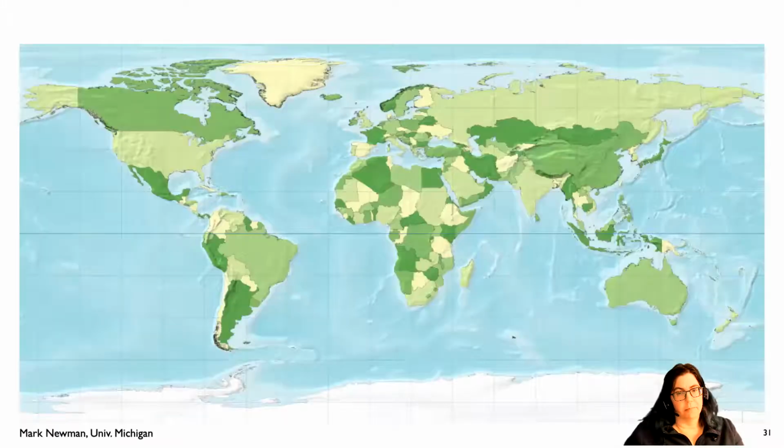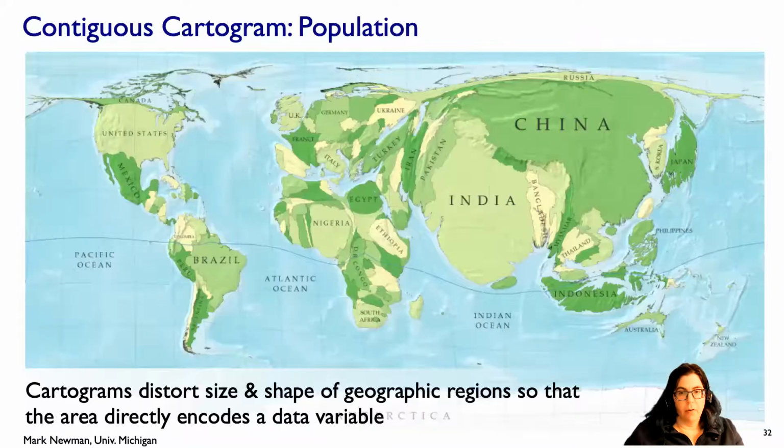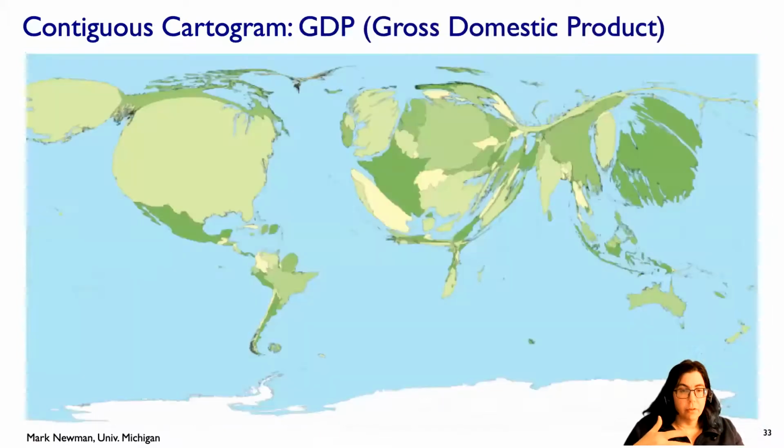All right, let's talk about a third kind, cartograms. So here we're looking at a world map, and now what's happened? We have distorted the size and the shape of all of these geographic regions so that the area is directly encoding some attribute, some data variable. So again, that's the undistorted and that's the distorted. So things have changed size and shape according to this variable. In this case, we're just looking at population, and this is what's known as a contiguous cartogram.